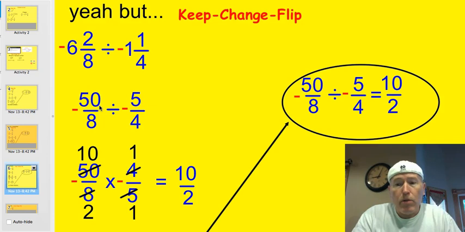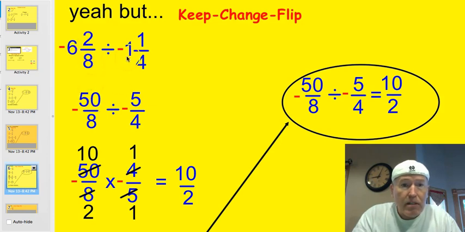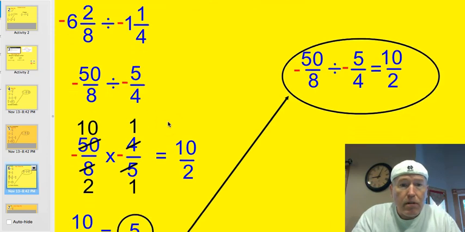It doesn't really matter. We're just going to do the same thing. We're going to rename negative 58ths. 6 times 8 is 48 plus 2 is 50, so it's a negative 58ths. And this is a negative 5 quarters.